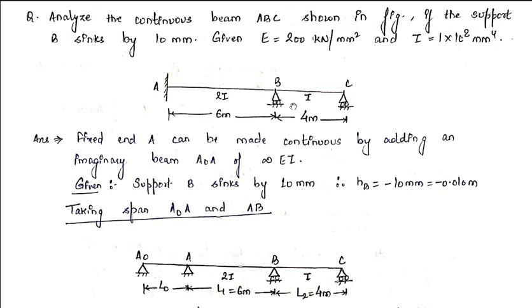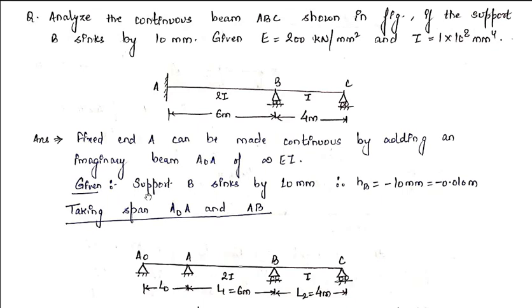Now, in order to analyze this continuous beam, let us first convert this fixed support into an imaginary span. So we have added one imaginary span A naught A instead of this fixed support having an infinite flexural rigidity. Suppose the length of this span is capital L naught.